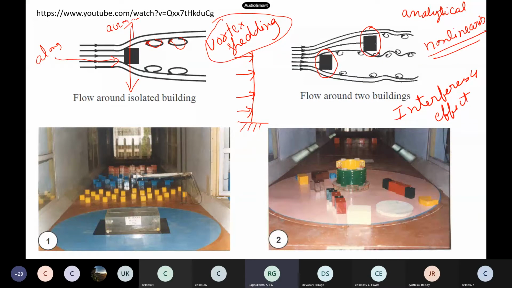But here this is a very complex thing. So what happens is most of the wind results are all based on experimental results, or we call them based on wind tunnel tests. Okay, so there are larger wind tunnel testing people do in practice.